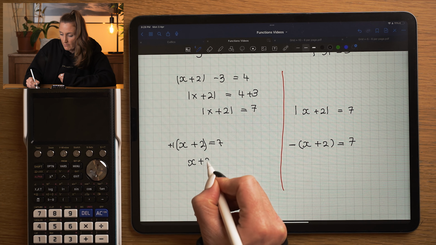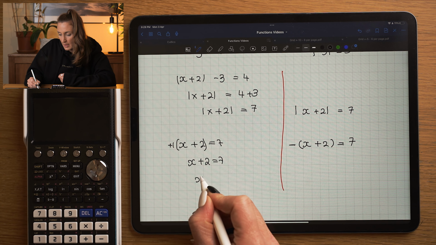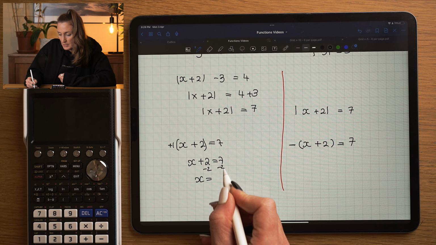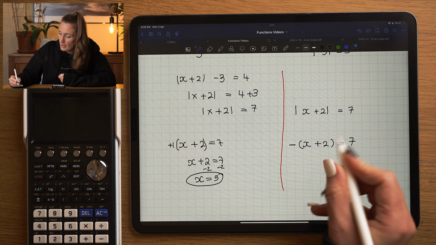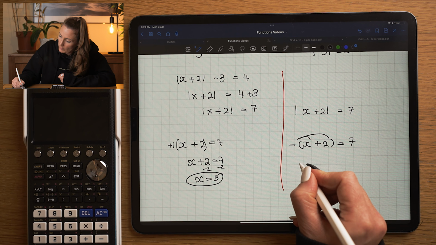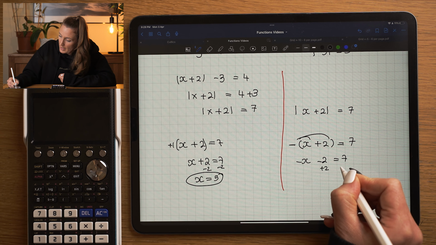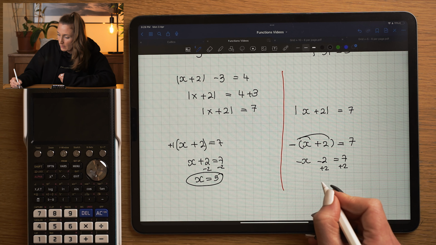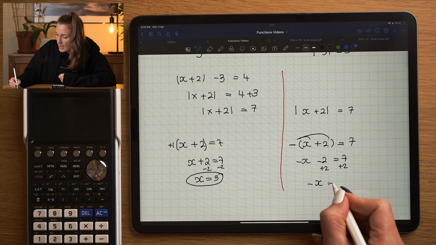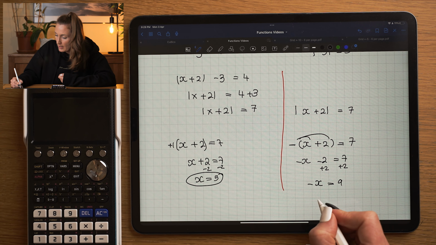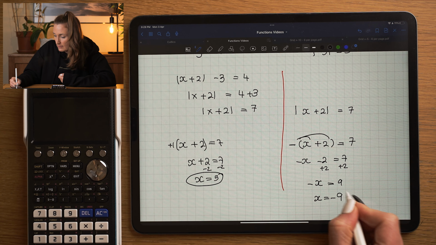So in this case, I have x plus 2 equals 7, so x should equal 7 minus 2, x should equal 5. And here I'm going to multiply in the -1, so it's minus x minus 2 equals 7. I'm going to add 2 to both sides. So that's going to give me minus x equals 9 and x equals -9.